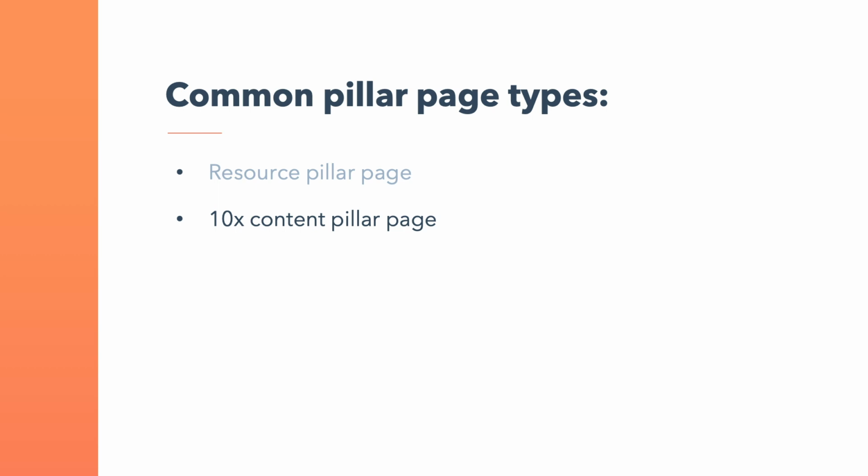Next up, which is the most commonly used pillar page type, the 10x content pillar page. The goal of this type of pillar page is similar to the resource pillar page, to provide a comprehensive overview of a specific topic. But the 10x pillar page is generally made up of your owned media. Owned media is content you own and control, like social media channels, your website, and so on. The format of this page is similar to that of an ungated ebook or guide. Ungated means the content is not gated behind a form.